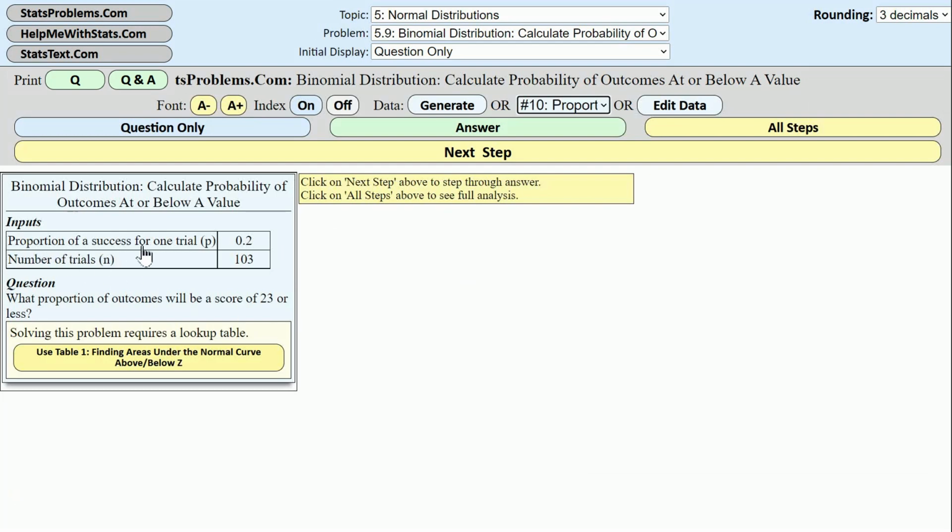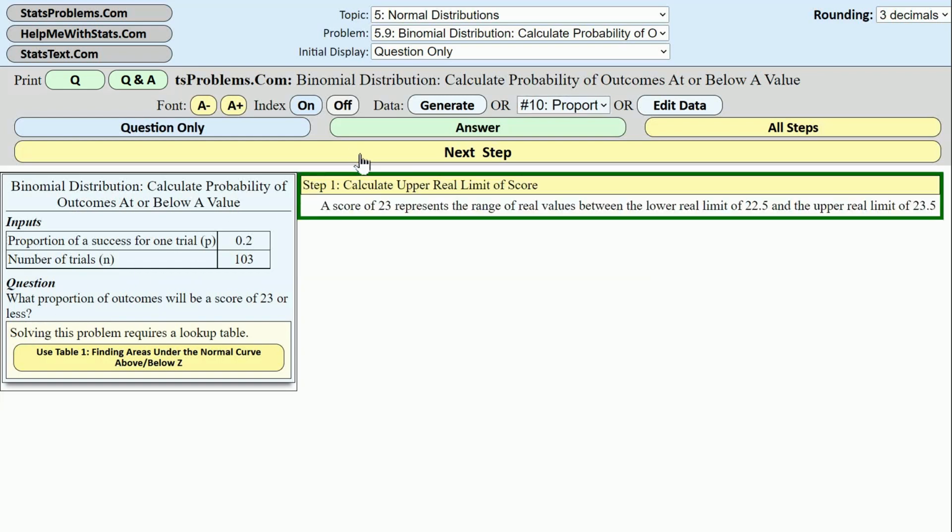Proportion of a success for one trial, p, is 0.2. Number of trials, n, is 103. What proportion of outcomes will be a score of 23 or less? Let's step through the solution by clicking on the Next Step button.